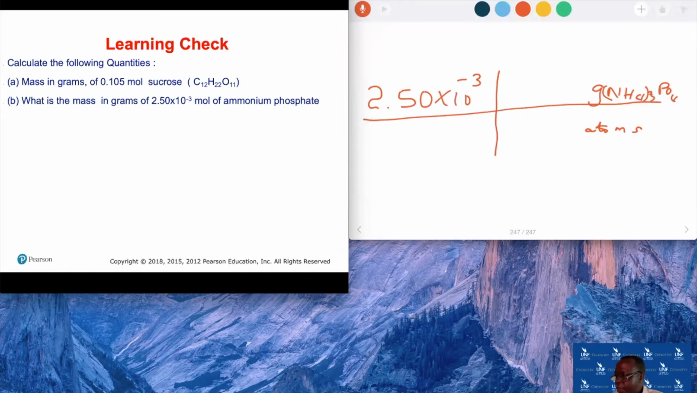At the bottom is the Avogadro number, 6.02 times 10 raised to 23, and here the mass of ammonium phosphate, 142.09. I used the periodic table to find the molar mass of ammonium phosphate, so that atoms and atoms will go away.